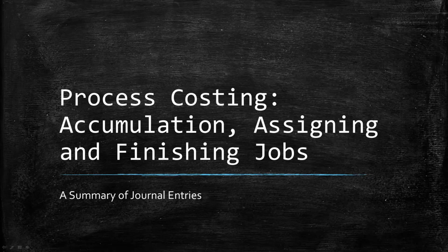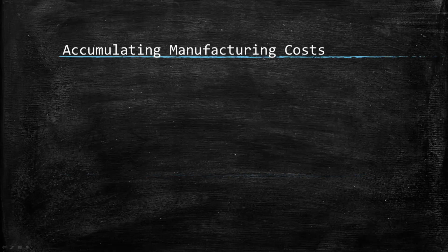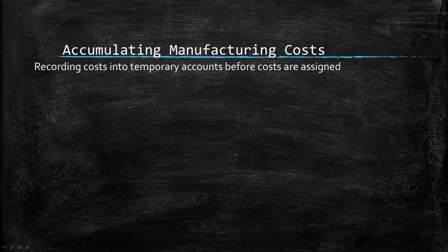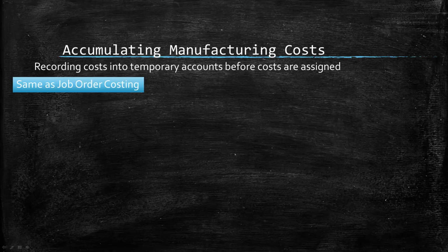Hi, in this video I'm going to cover the basic journal entries relating to process costing. So first let's look at the accumulation journal entries. Accumulation is the process of gathering our initial costs and recording them in temporary accounts before they are assigned into work in process. And so the good news here is that the accumulation journal entries in process costing are the same as the ones in job order costing.